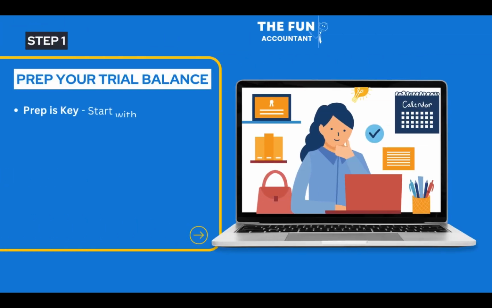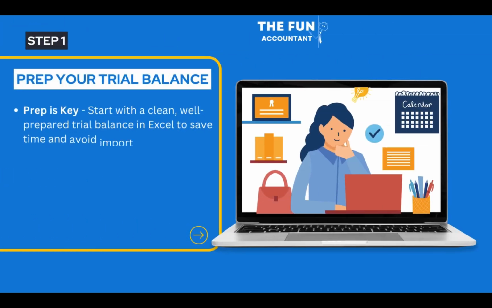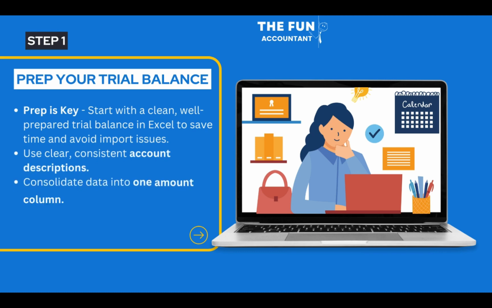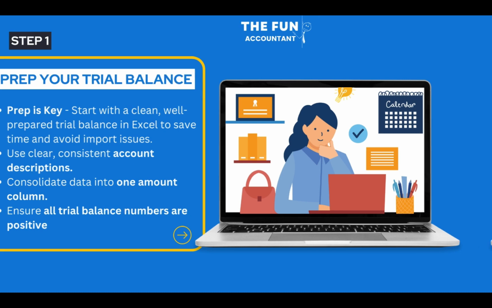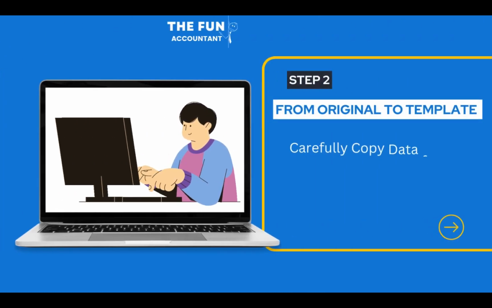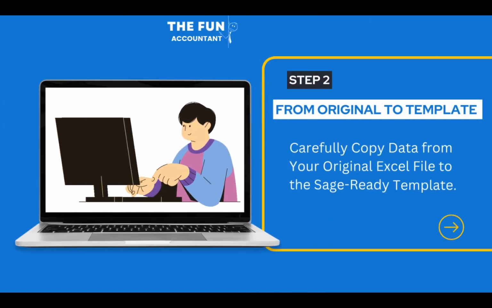Step 1. Preparation is key. Begin with a well-prepared trial balance in Excel. Use clear, consistent account descriptions, consolidate data into one amount column, and make sure all numbers are positive. Step 2. Copying data. Carefully copy your data from the original Excel file into the Sage Ready template.